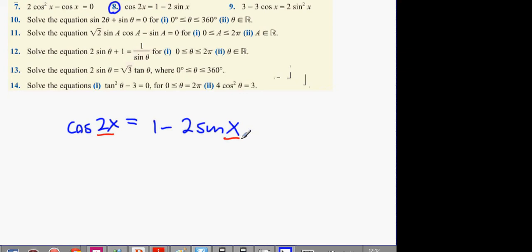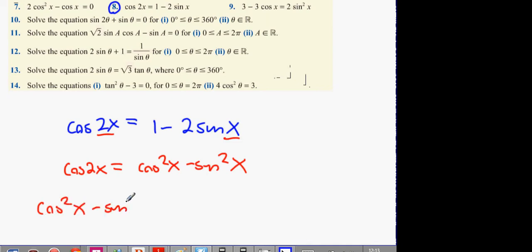I need to go to my log tables and figure out a good substitute for cos 2x, okay? So what I'm going to get here is I'm going to read that cos 2x is equal to cos squared x minus sine squared x. Okay? So I'm going to turn my formula into cos squared x minus sine squared x equals 1 minus 2 sine x.